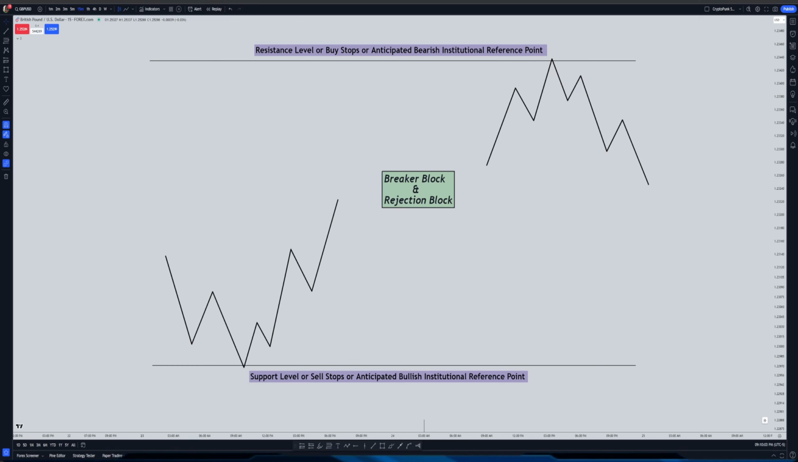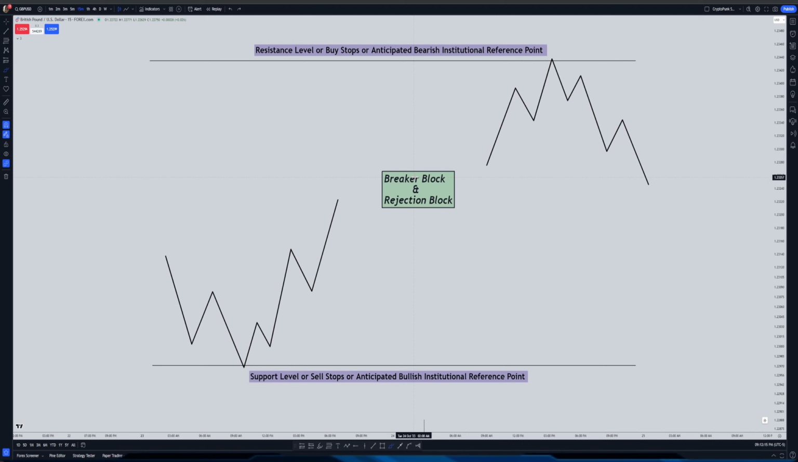Welcome back to ProTraderPath. I'm back with another video, and in today's video I'll be talking about the breaker block and the rejection block. And hopefully after watching this video you will never need to look for rejection block or breaker block sort of videos. So yeah, without any further ado, let's start.